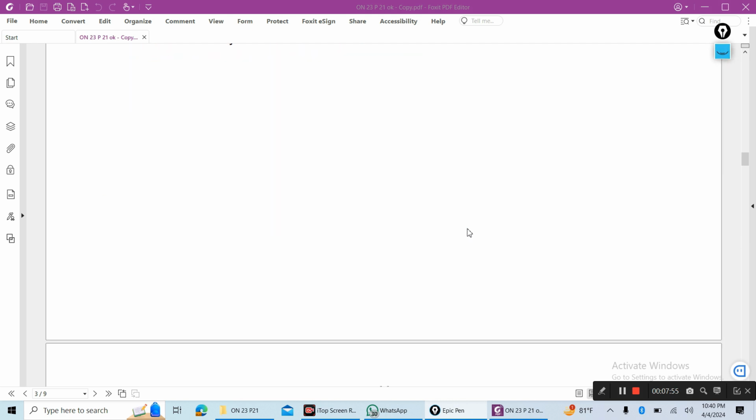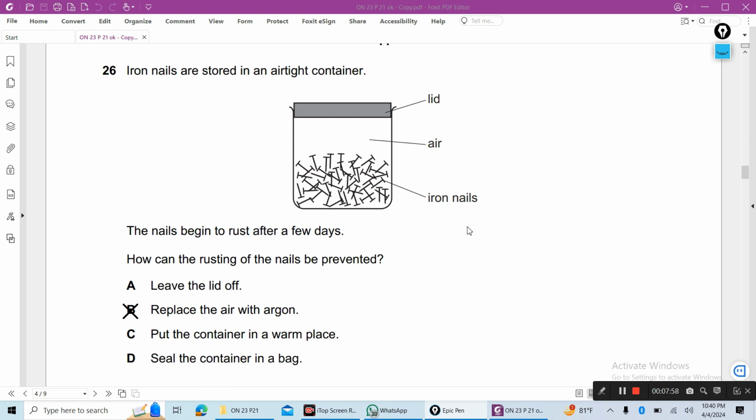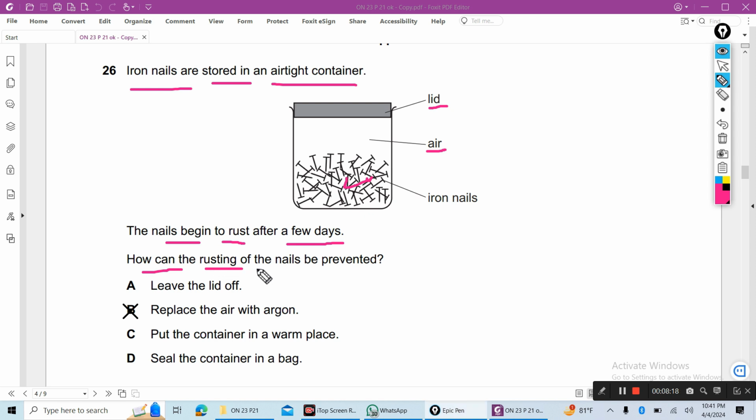Next, 26. Iron nails are stored in an airtight container. These iron nails, air, lid. The nails begin to rust after a few days. How can the rusting of the nails be prevented? The air contains water vapor and oxygen, that's why the iron nails rust. So replace the air with argon. Argon is an unreactive gas, so rusting will be prevented.